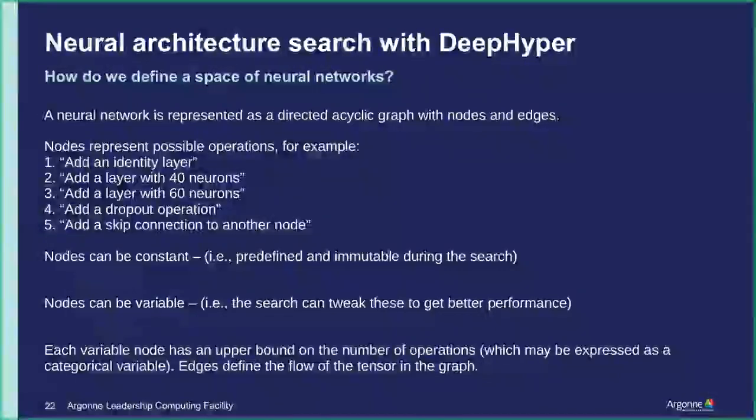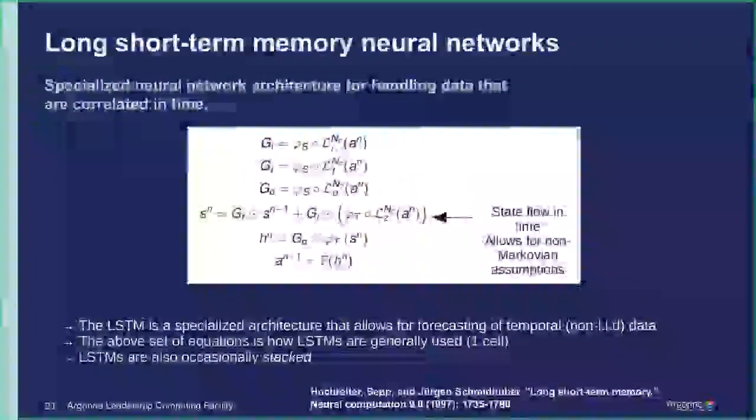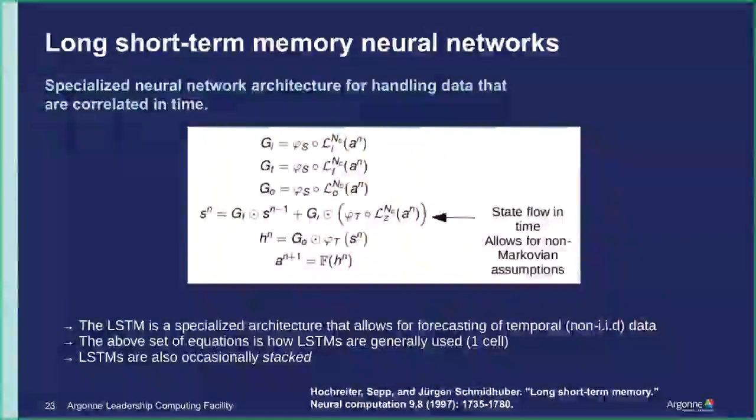And that lets DeepHyper at scale try out different configurations for neural networks, and then use, again, some sort of intelligent exploration of this really vast search space to come up with architectures which are good for your particular output or for your forecast task. So in this particular work, we actually looked at searching for LSTM architectures, right? And just very briefly, LSTMs are specialized neural network architectures that are quite nice for handling data that are non-IID, so basically that are correlated in time.